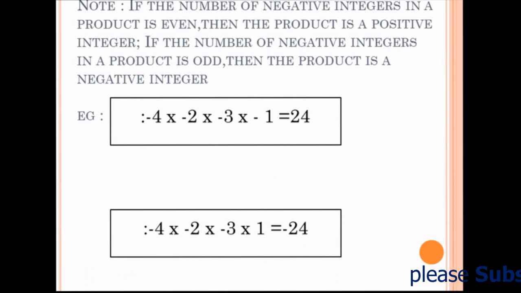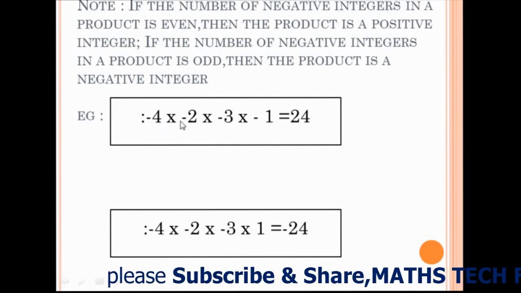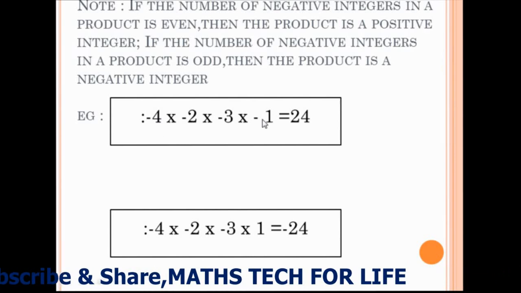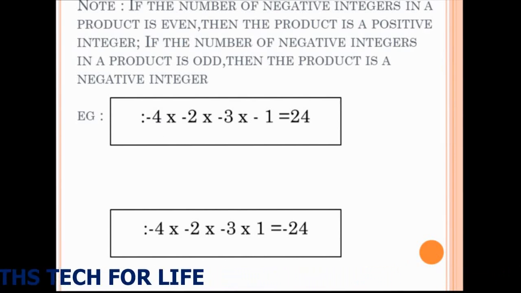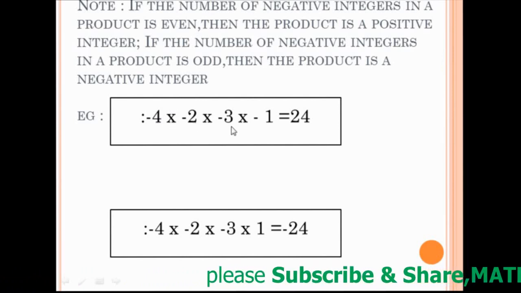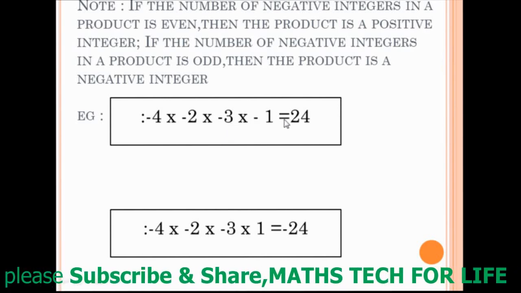Here I give you two examples. The first one, you can see negative 4 multiplied by negative 2 multiplied by negative 3 multiplied by negative 1. Here, our rule is first you have to multiply the numbers only. 4 multiplied by 2 is 8. 8 multiplied by 3 is 24. Multiplied by 1 is 24.